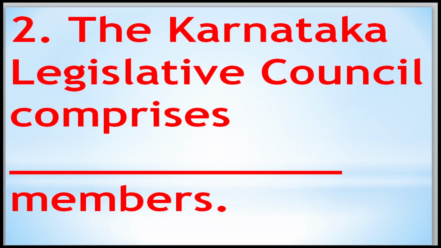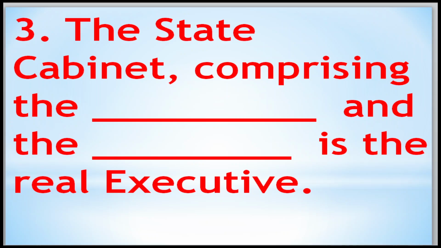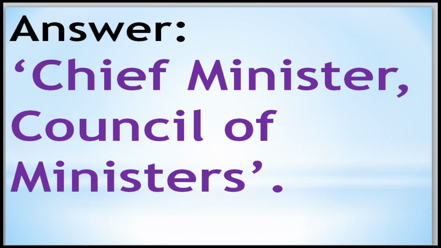Okay, the Karnataka Legislative Council comprises dash members. So in total, how many members are there in the State Legislative Council of Karnataka? So 75. Now move to the next. The state cabinet comprising the dash and the dash is the real executive. So the answer is chief minister and council of ministers. In the first blank of the third one you have to write chief minister. In the second blank you have to write council of ministers.